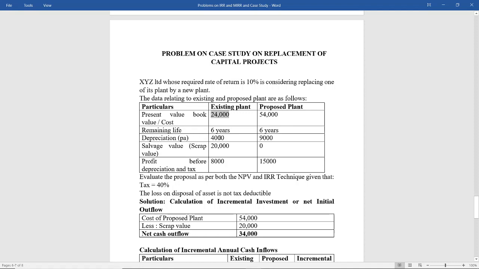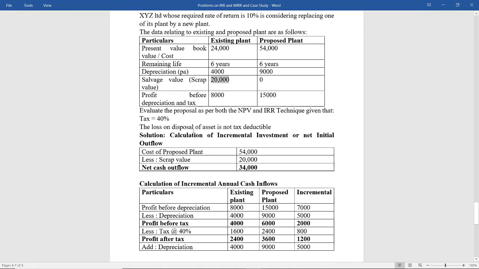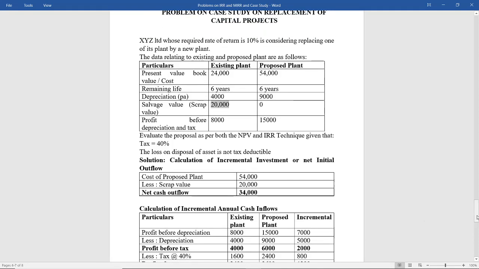Depreciation is 4,000 for existing and proposed plant 9,000. Scrap value means if you scrap the existing asset and go to buy a new asset, it is 20,000 scrap value for existing. Profit before depreciation and tax is 8,000 and 15,000. Evaluate the proposal as per both NPV and IRR technique. Tax is 40%. The loss on disposal of asset is not tax deductible. So solution. Solution is always calculate incremental investment. See, in replacement project only incremental you are going to find out.